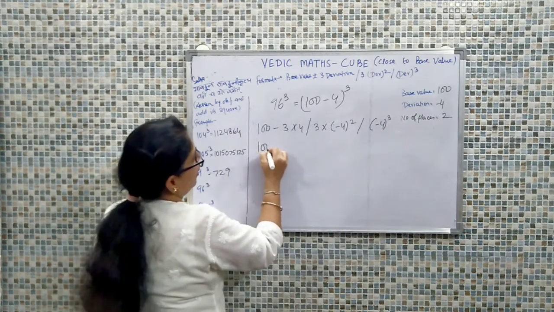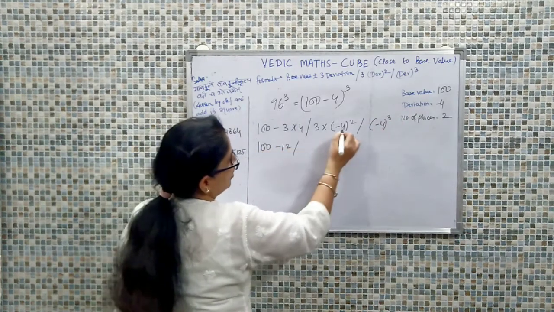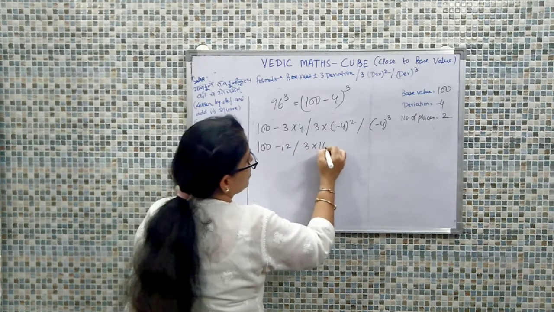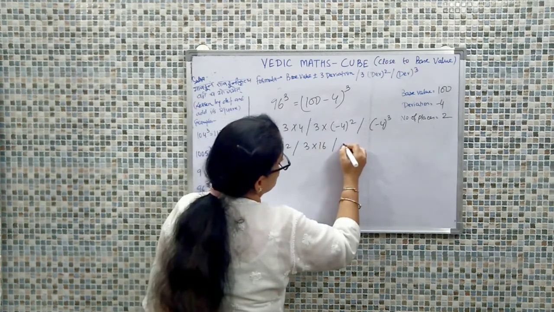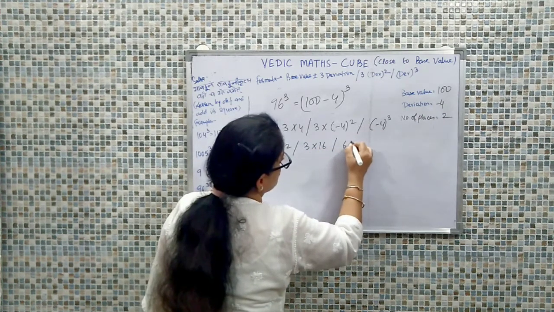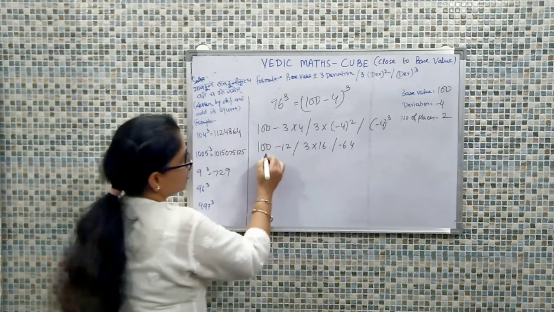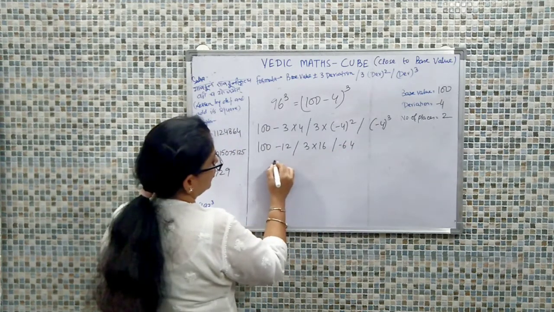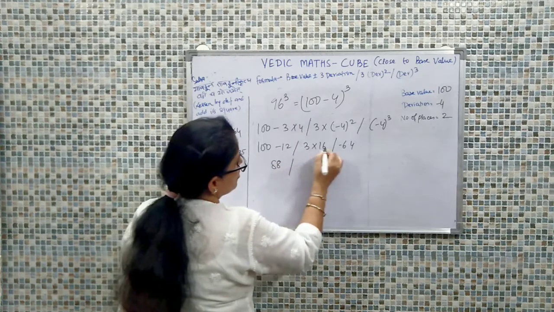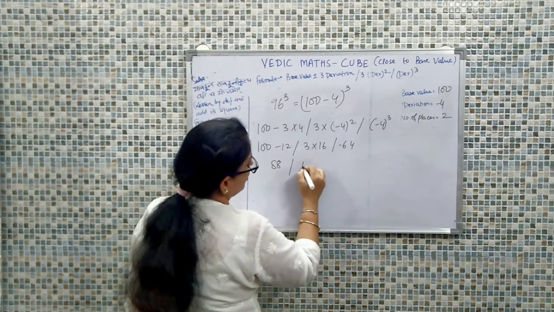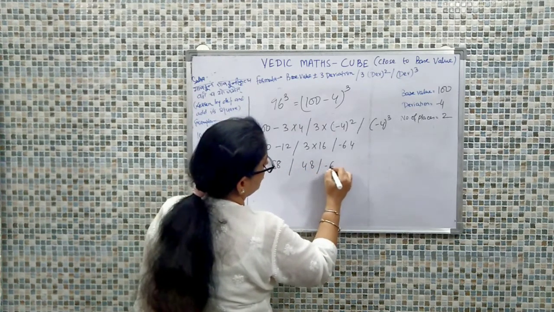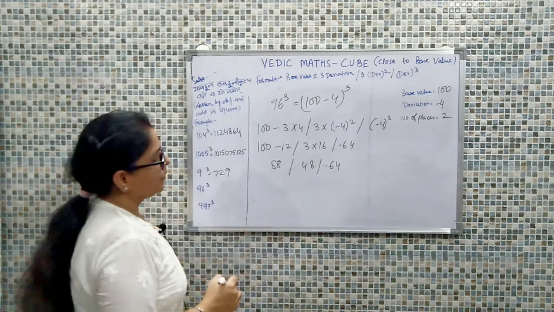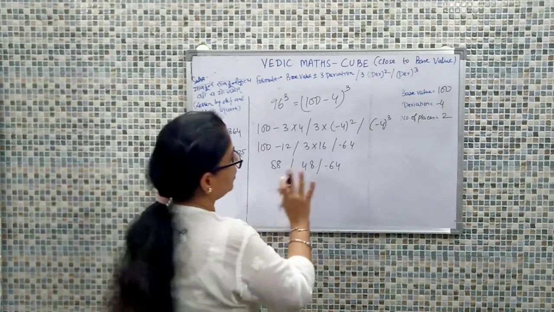So we have 100 minus 12, and 3 into 16. This will be 16 4s are 64. Okay, so 100 minus 12 will be 88. 16 3s are 48 and this is minus 64. Right, now we have done till here.